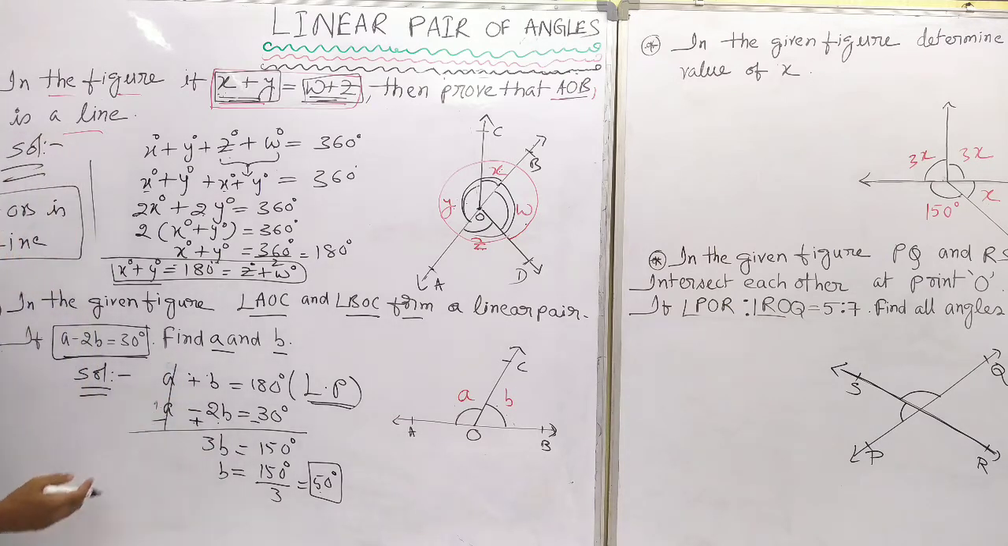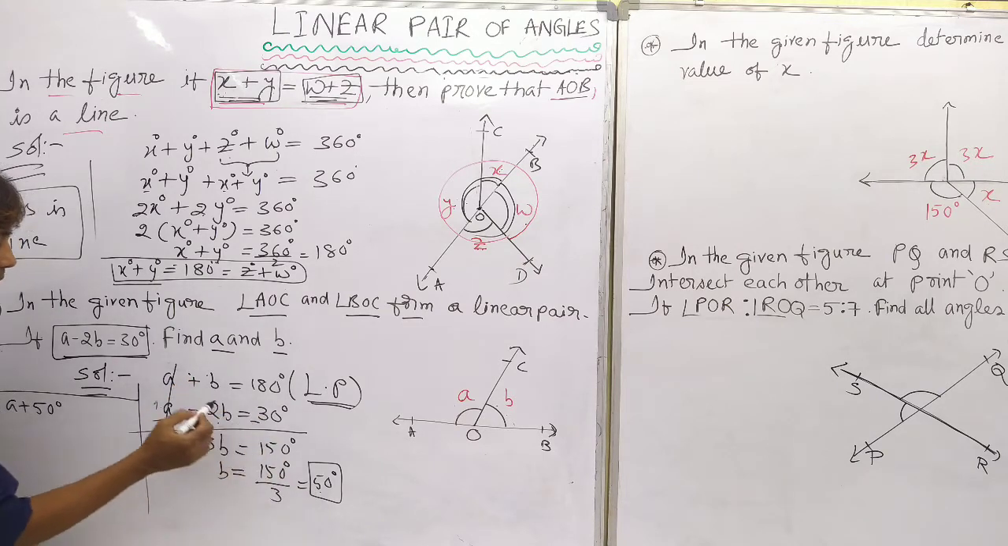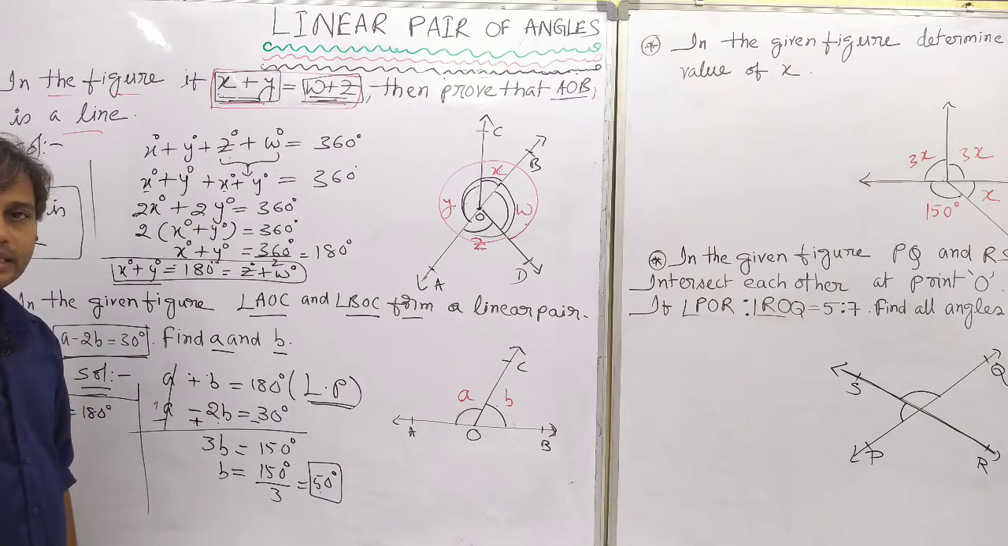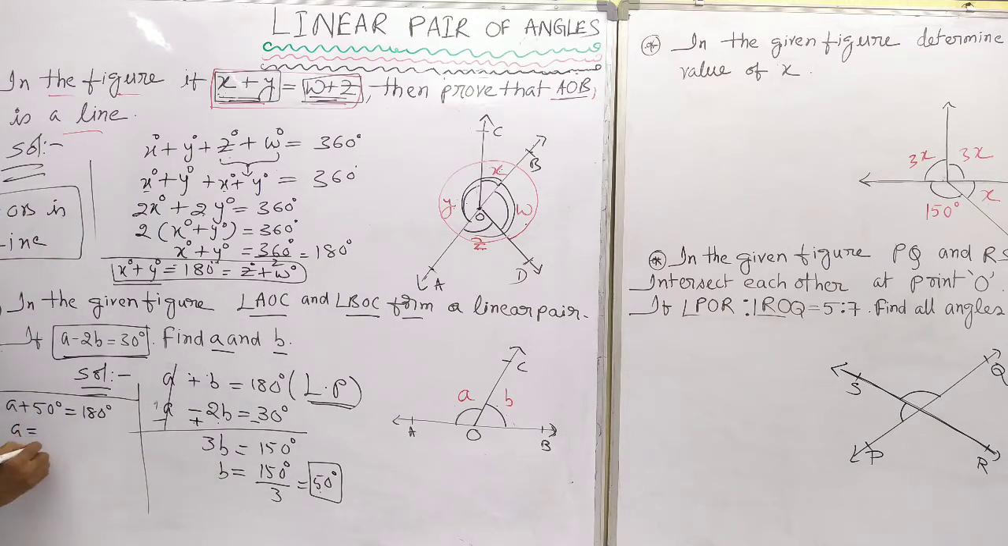So how can you do this? Just see here. If you just substitute the value of b in the first equation, I'm substituting here, the value of b would be 50 degrees. So here tell me, a plus 50 degrees equal to 180 degrees, because the value of b we obtained is 50 degrees. So now tell me, a equal to, this 50 degrees on going that side becomes minus. So therefore 180 minus 50, that would be 130.